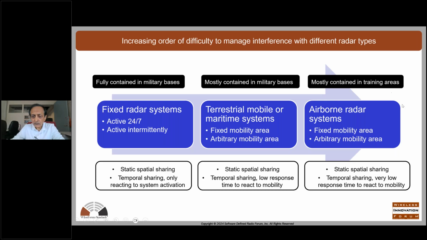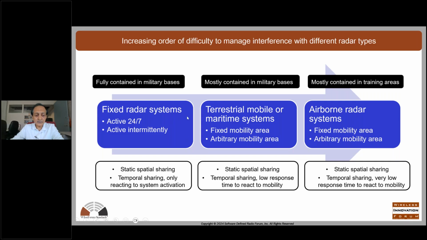Thank you. So this is a very, very high-level view to get us a feel of the order of magnitude of the challenge that we are talking about. Let's review one more time the three main types of radar that I mentioned. Fixed radar systems, and these could be active 24/7 or active intermittently.